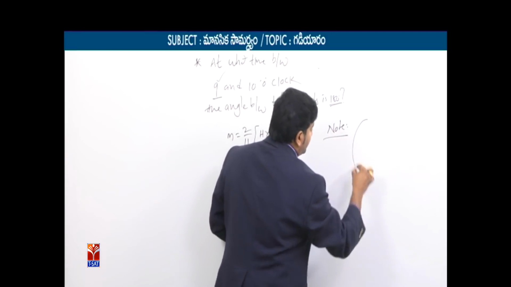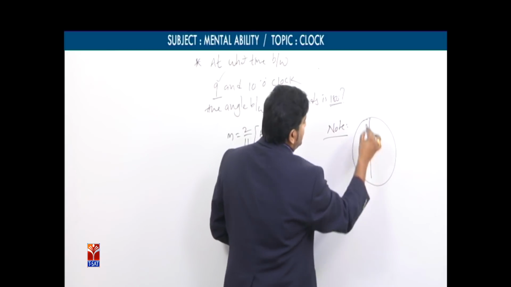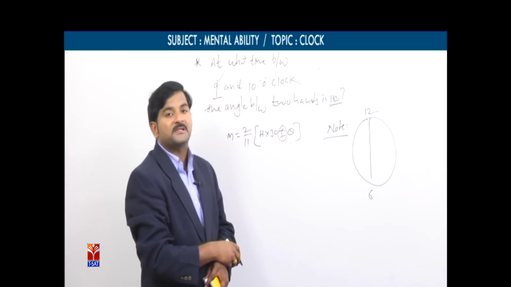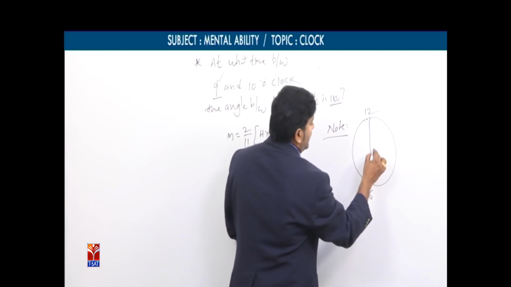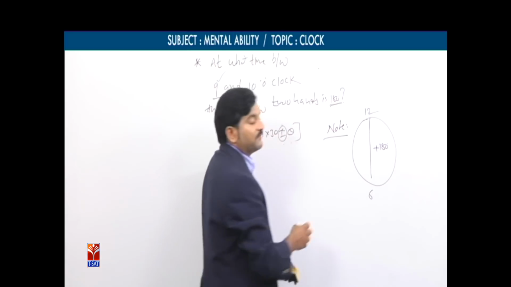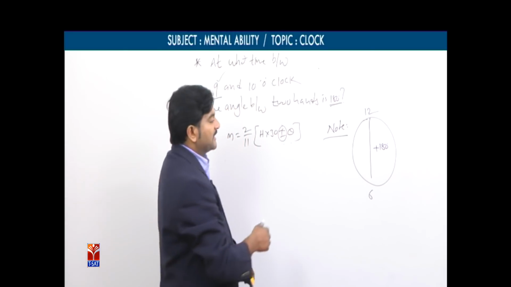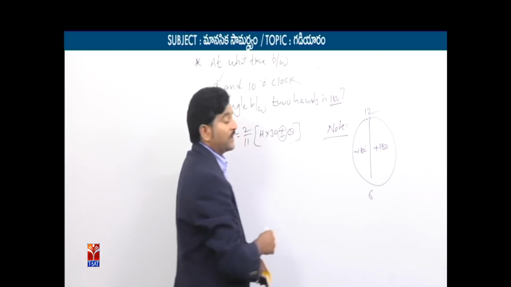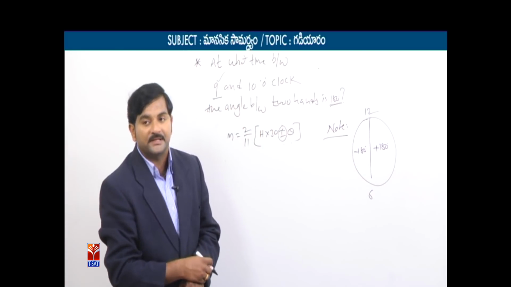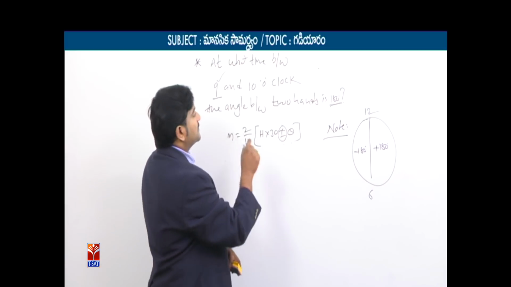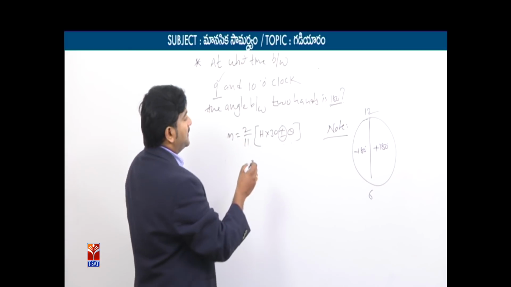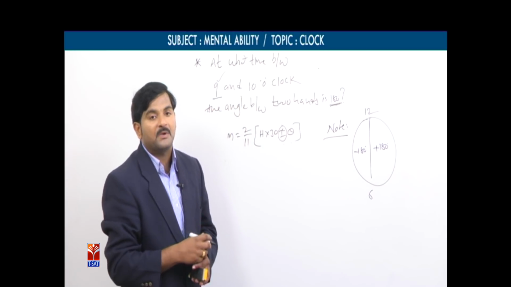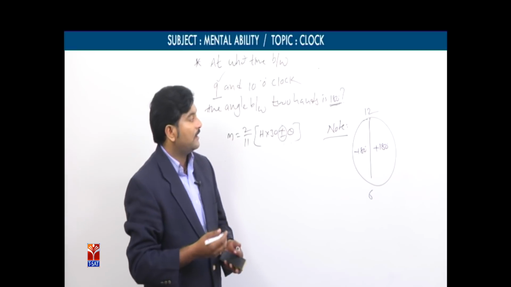That is, if the given time lies between 12 o'clock and 6 o'clock, simply we need to take plus 180 degrees. And if the given time lies between 6 o'clock and 12 o'clock, we need to take theta is equal to minus 180 degrees. By using this small note, we can solve all types of questions related to 180 degrees, or two hands on the same straight line but opposite in direction.